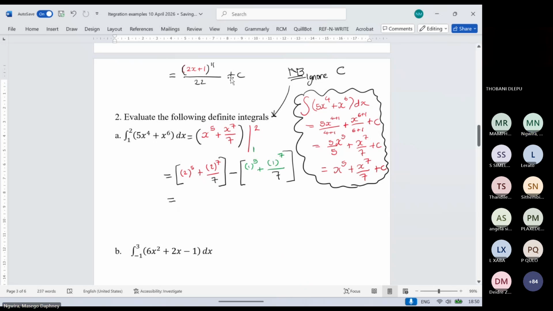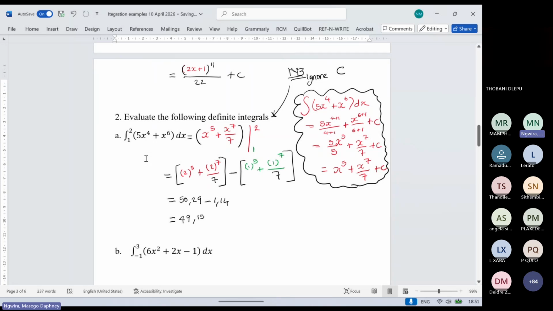Somebody? We are checking. The answer is 50.29, then minus 1.14. And then our final answer is 49.15. Yes. So this is how we evaluate. So that's our final answer.